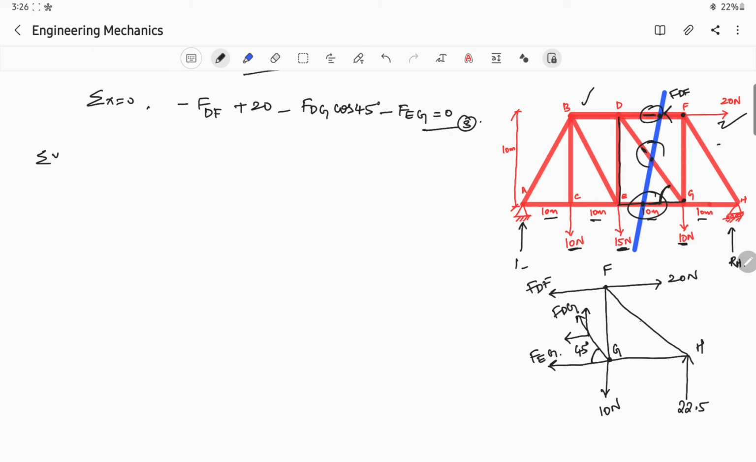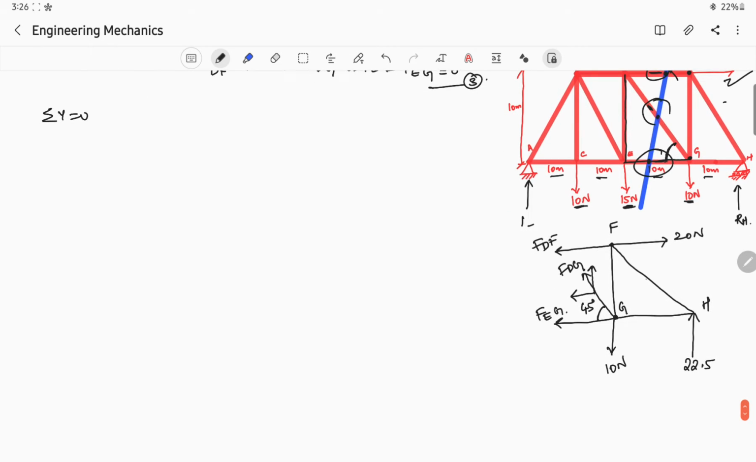Then we have sigma y is equal to 0. Now you can see how many vertical forces we have here. How many vertical forces are there in this one? You tell me. Vertical forces are FDG sin 45. Then we have 10, 22.5, right?